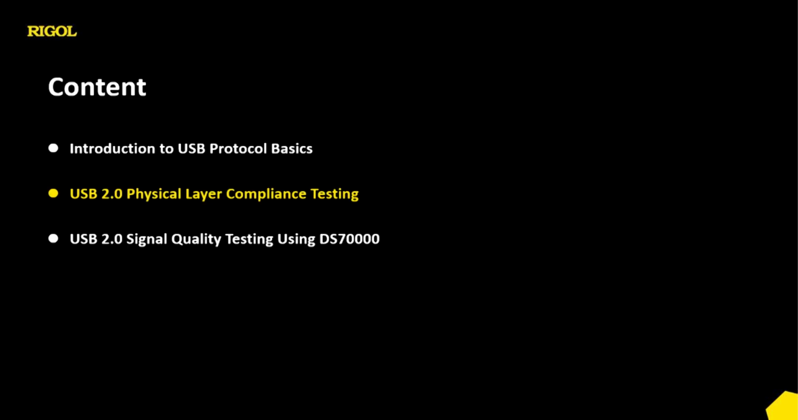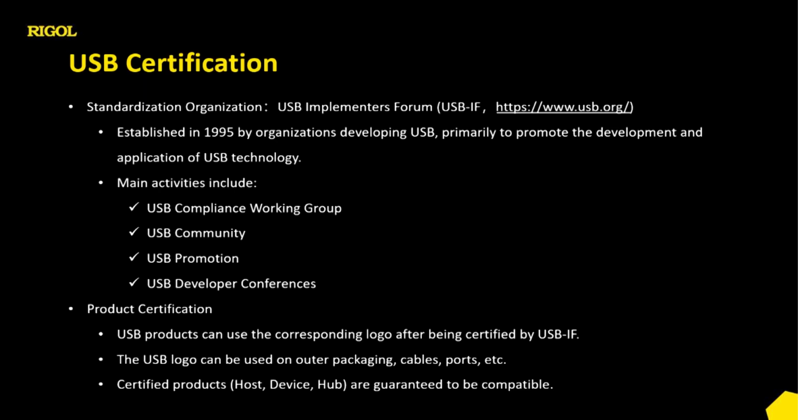Next, let us discuss the content of the USB 2.0 physical layer compliance testing. In 1994, Intel and Microsoft collaborated with Compaq, DEC, IBM, NEC, and Nortel to develop the USB transport protocol. The latter two companies established a non-profit organization in 1995 to promote and support USB, called the USB Implementers Forum.